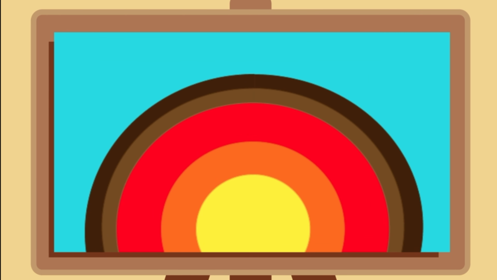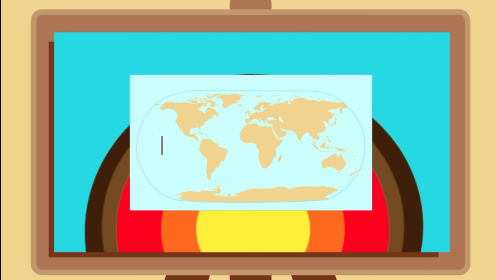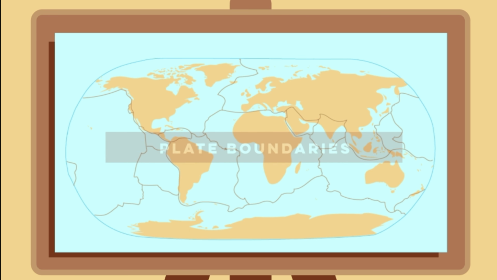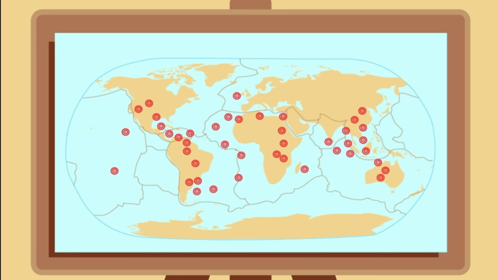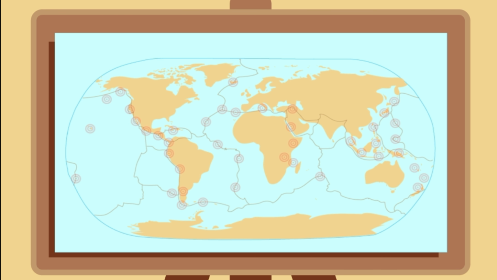The Earth's crust is divided into large slabs called tectonic plates, which move slowly due to convection currents in the mantle below. Where these plates meet, known as plate boundaries, enormous forces are released, and that's where most earthquakes and volcanoes occur.